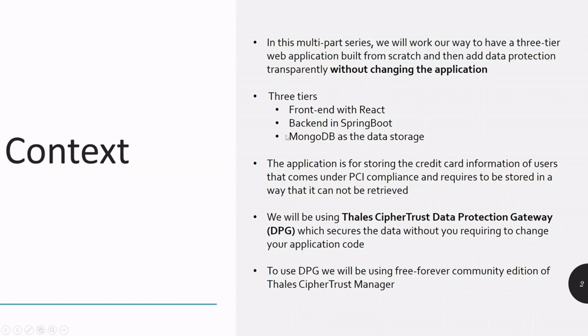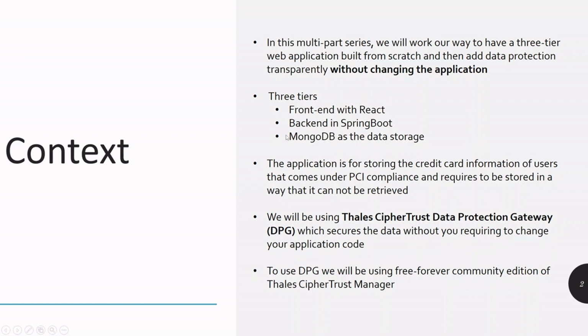But we will walk through some of the steps in terms of how you can write a quick, small application that consumes the personal and financial information of the user, and how you can secure that information to meet various compliance requirements. So the three tiers that I'm talking about are the front end using React and Express JS, and then a backend written in Spring Boot, and I'm using MongoDB as the data storage. You can definitely use other frameworks, but just for the purpose of this particular demonstration, I'm using these technologies.